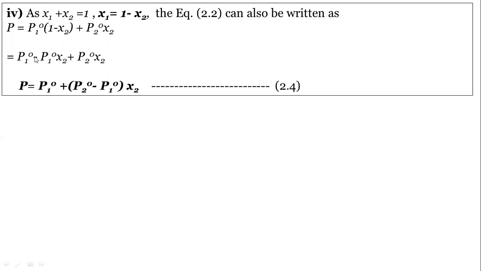So after solving this equation we will get P, the total pressure of the solution, is equal to P01, the vapor pressure of pure component 1, plus P02 minus P01 into X2, where P02 is the vapor pressure of component 2. By rearranging or solving this equation, we will get equation 2.4, and this is the Raoult's law equation, remember.